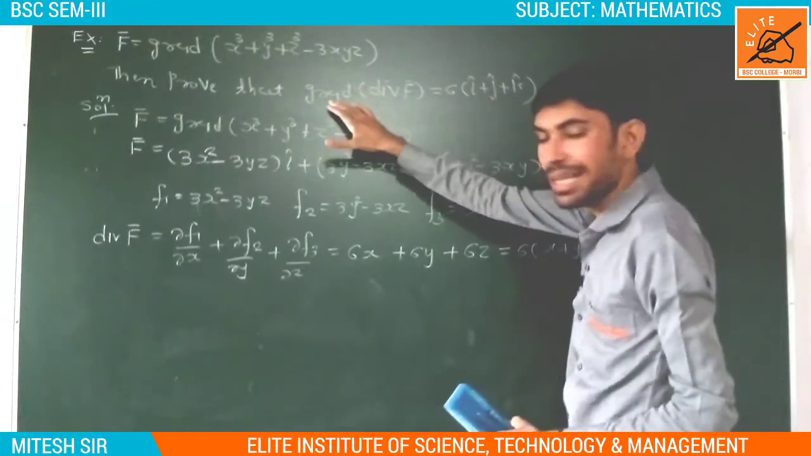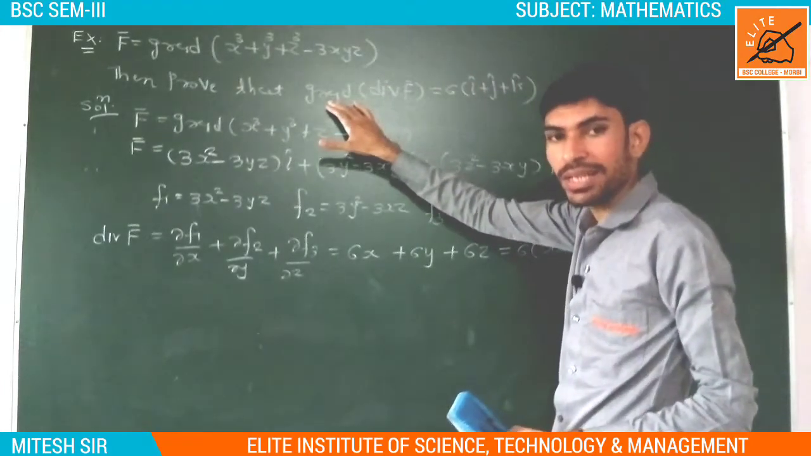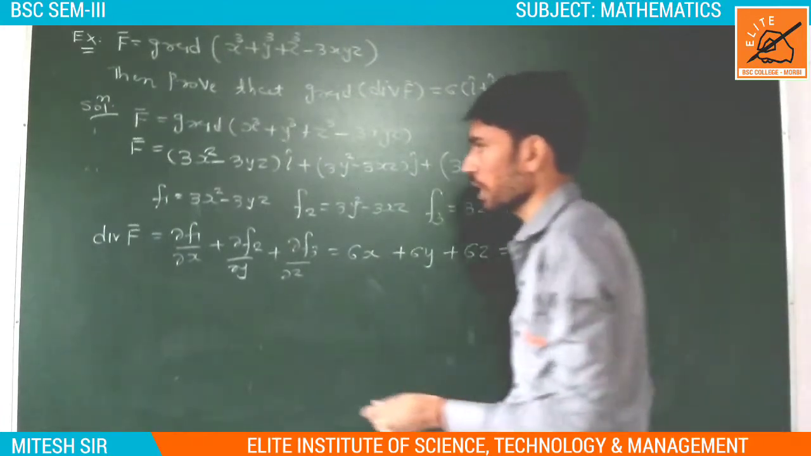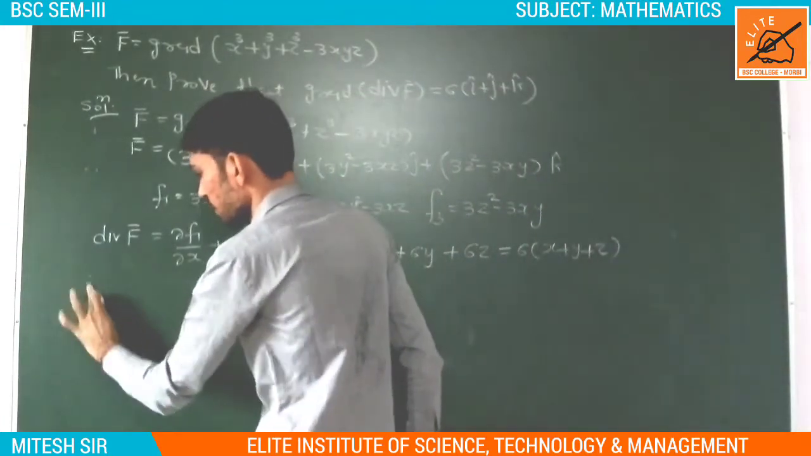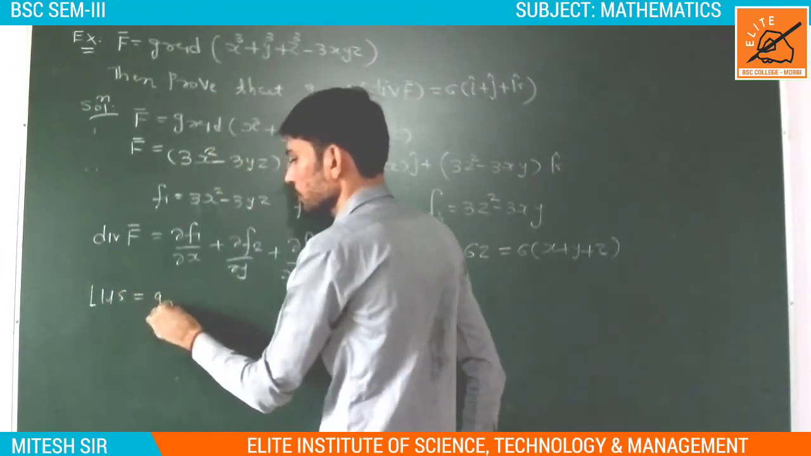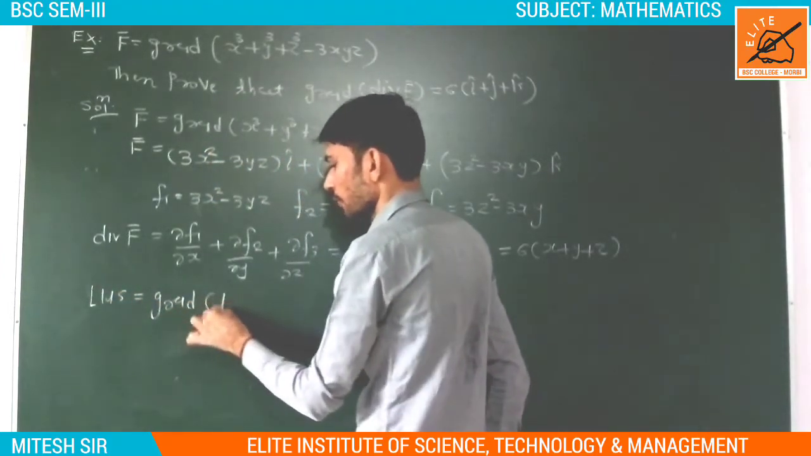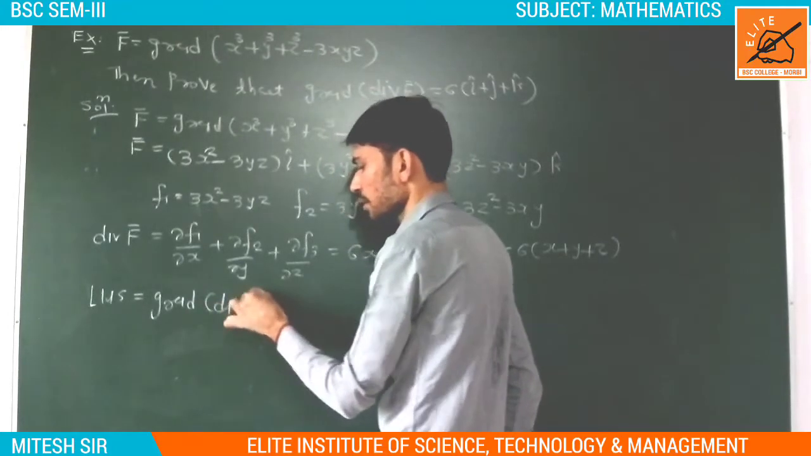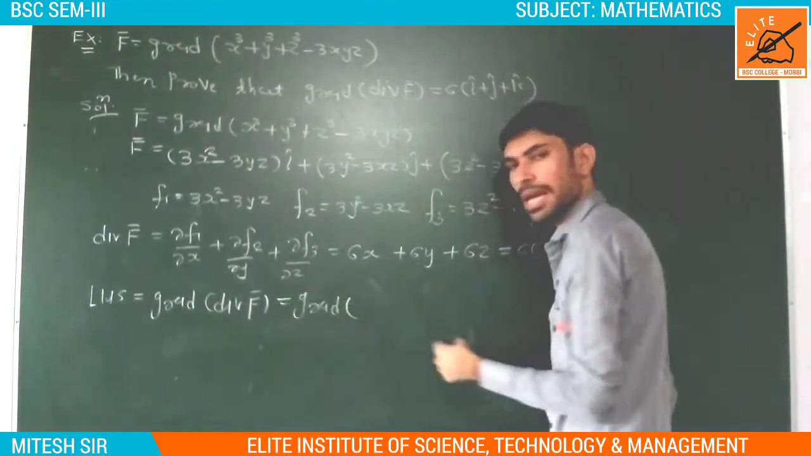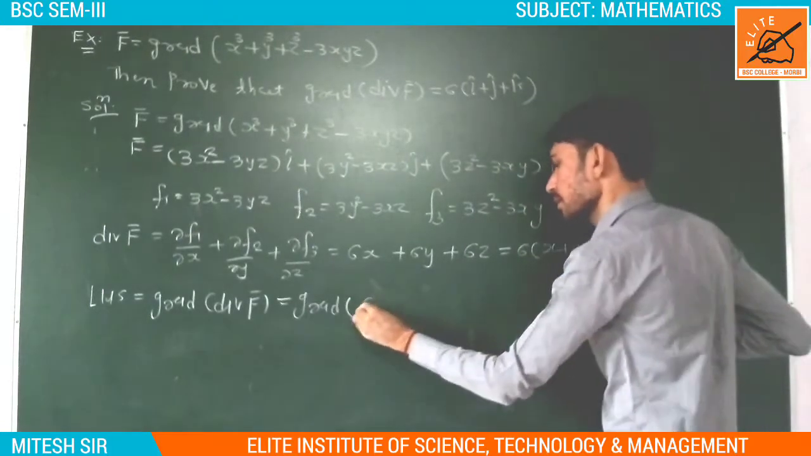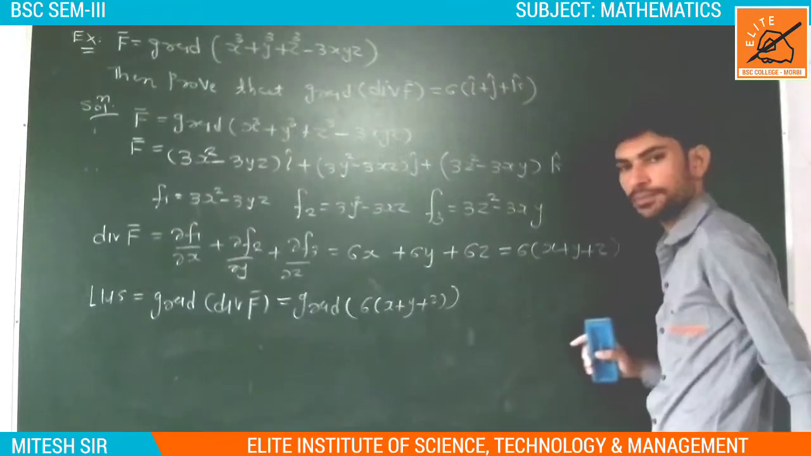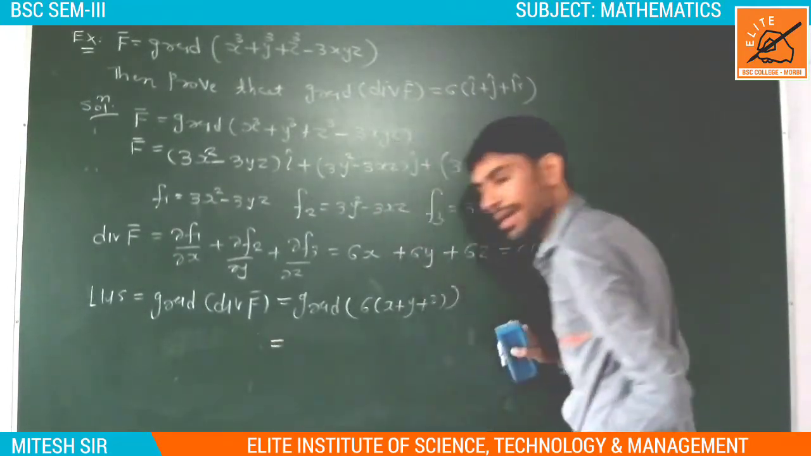Now we have to find its gradient. As we know, gradient is always found of which function? Of a scalar function. So this is our scalar function. So here we write, now LHS is equal to gradient of divergence f bar, which is gradient of 6 into x plus y plus z. Here we apply the formula of the gradient.